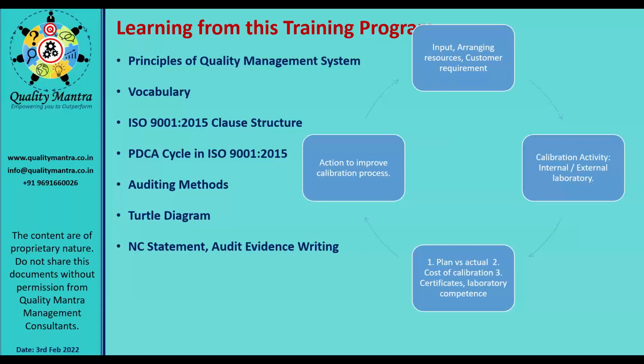Observation sheet क्या होती है, how to make the checklist for auditing. Then we have seen the turtle diagrams also. We have seen it for 3 different sections or 3 different processes.